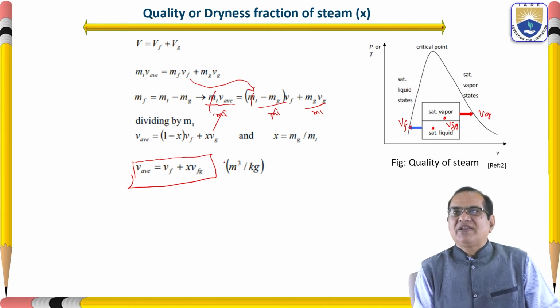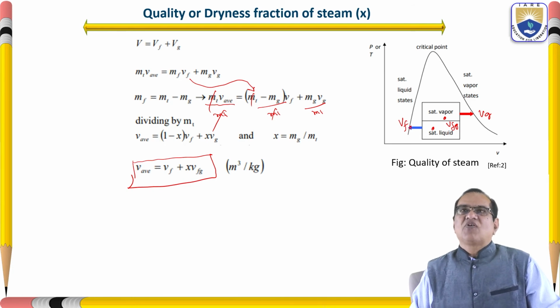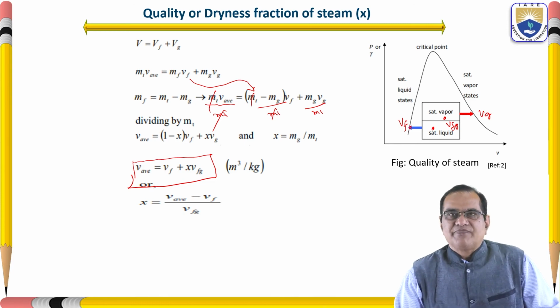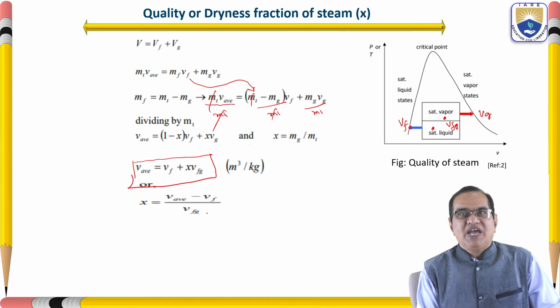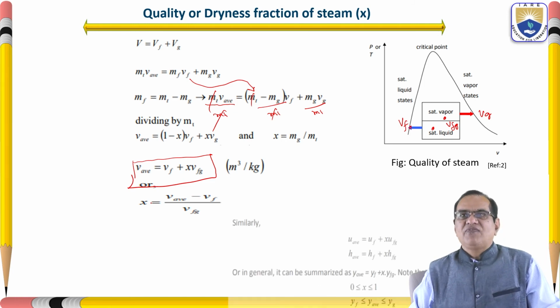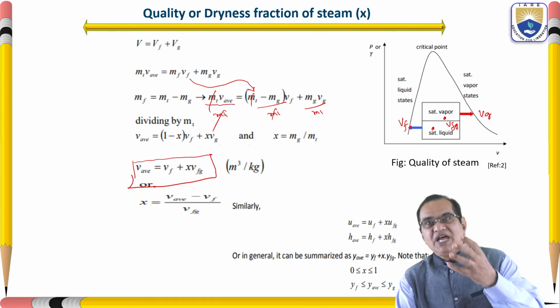So from here you can find out very easily, and this is the derivation for the quality or the dryness fraction of the system. So this dryness fraction x is equal to V average minus Vf divided by Vfg, and what is the Vfg? It is Vg minus Vf. So we can find out in this way the value of dryness fraction x if you know the volume.